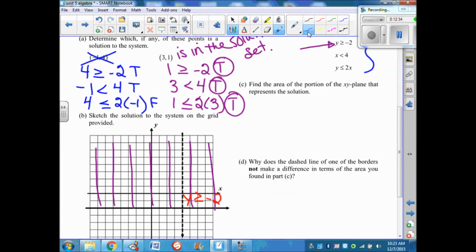X less than 4, so we're going to go to the left. And make sure that when you're shading, you're not scribbling those lines, pretty neat, because obviously once we get more than 2 on there, it could get a little messy. And then finally that third one, we've got a slope of 2 and a y-intercept of 0. So it starts right at the origin.